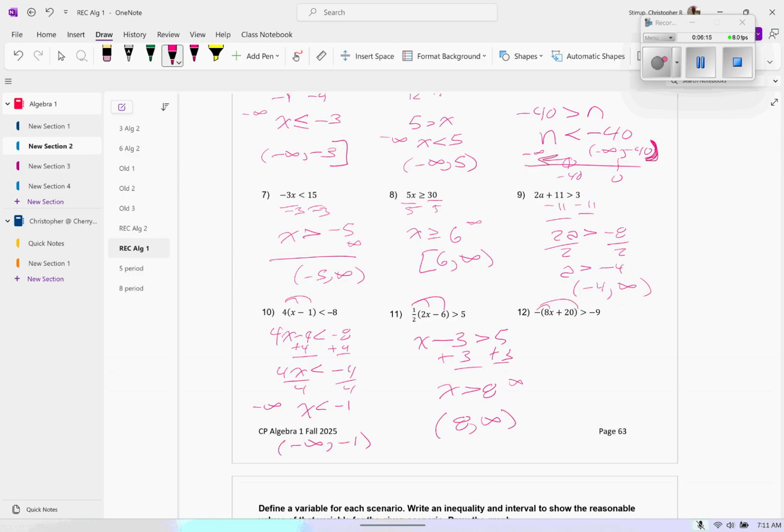I'm going to distribute the negative over these, because that's going to give me -8x minus 20. It's greater than -9. Let's add 20 to both sides. Those cancel, so -8x is greater than 11. Divide each side by -8, so the sign has to flip. So we're going to get -11/8. So that's pointing to negative infinity, so it's going to go from negative infinity to -11/8, soft bracket.